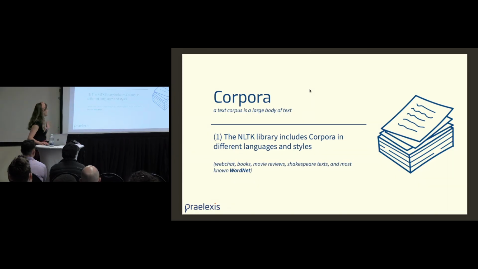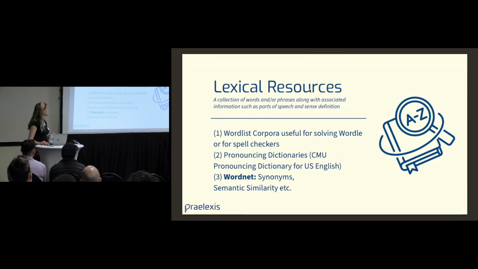So the corpora, when we just speak about that, it's just a large body of text. And the NLTK library has a wide variety on this. So this is where you want to find text on different styles or languages. So maybe you're looking for some Shakespeare text or movie reviews. Maybe you have some books, or of course we have WordNet available here as well. And then when it comes to the lexical resources, this is just a bunch of text, but it has some sense of definition or information attached to it as well. Cool.